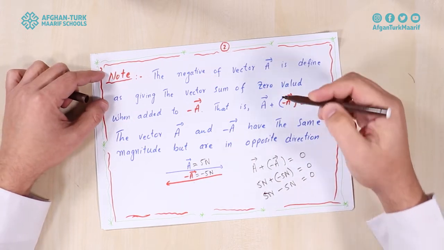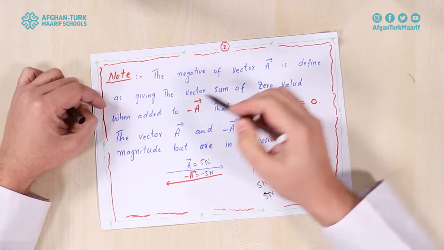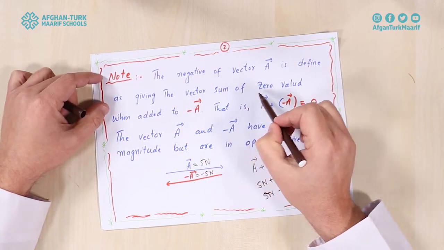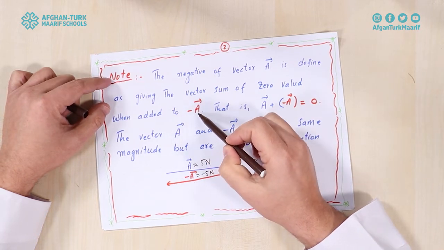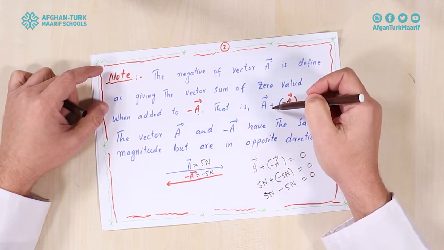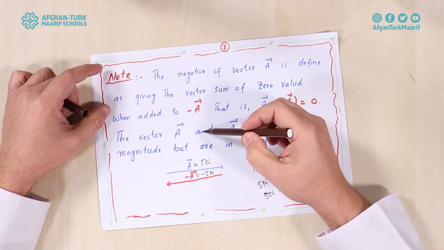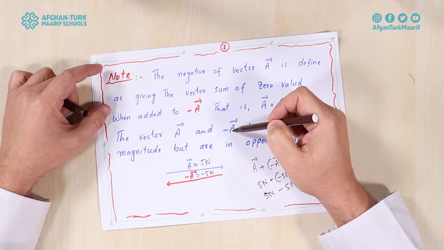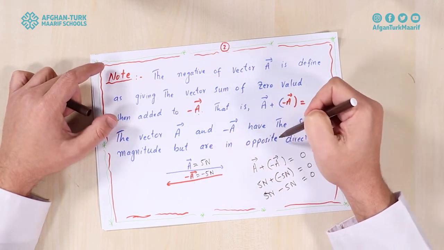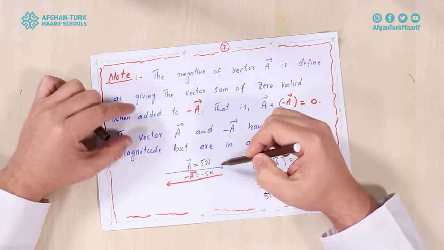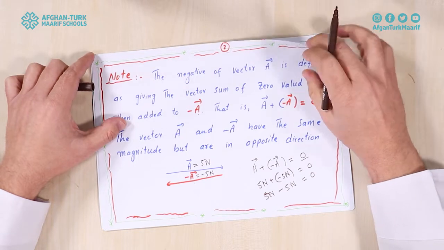So we say that the negative of a vector A is defined as the vector which gives a sum of 0 when we add it to A, that is, A plus minus A is equal to 0. The vector A and minus vector A, or negative vector A, have the same magnitude but are in opposite directions, and their resultant must be equal to 0.